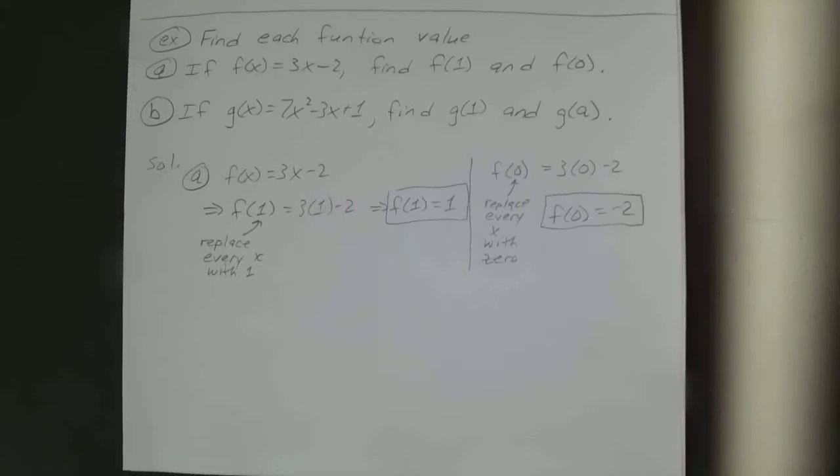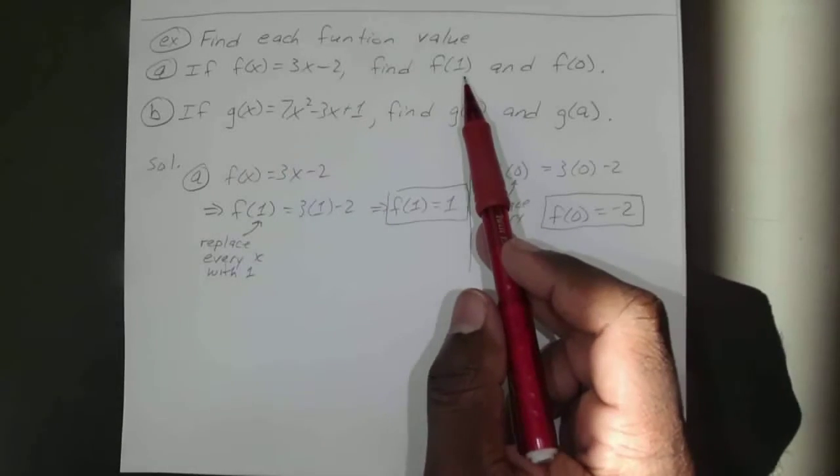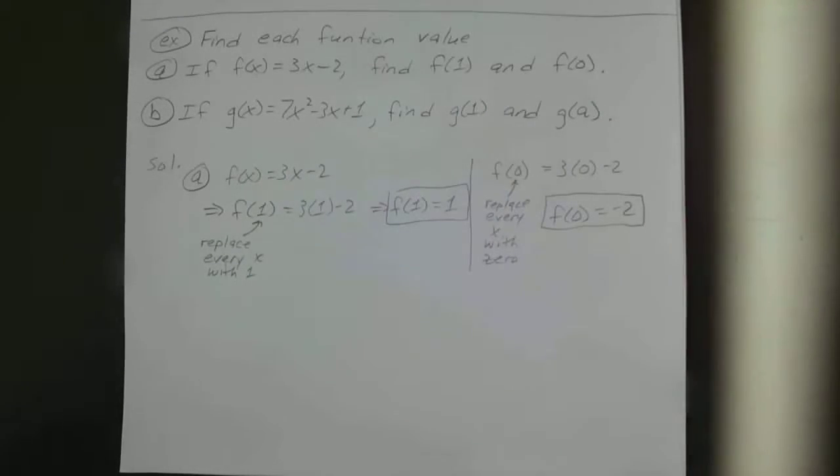Okay, so instead of just randomly going x equals 0, x equals 1, x equals 2, when you see f of 1, they're telling you plug in x equals 1. When you see f of 0, they're telling you plug in x equals 0. So it's just another way of saying it. All right. Any questions on that one?